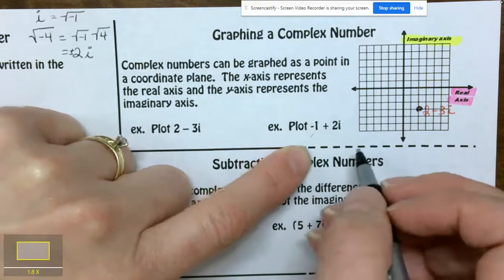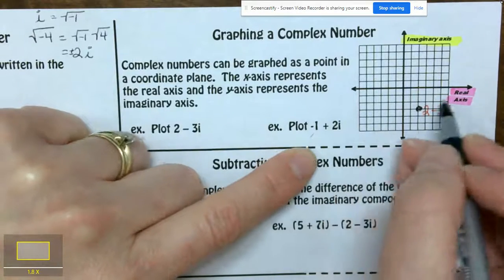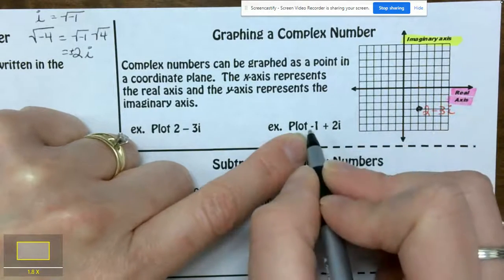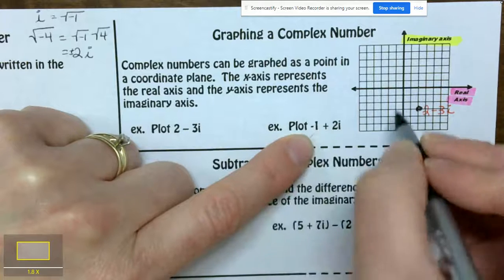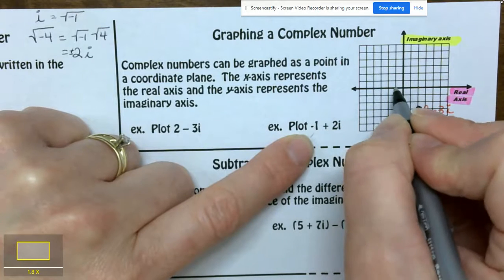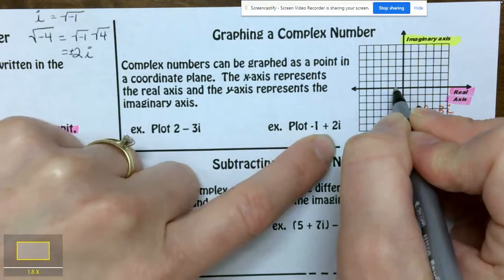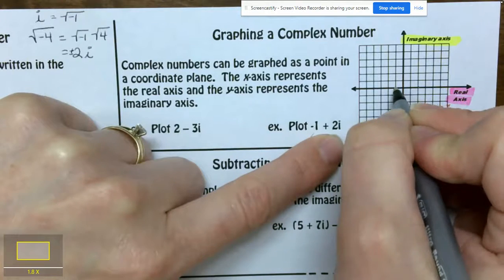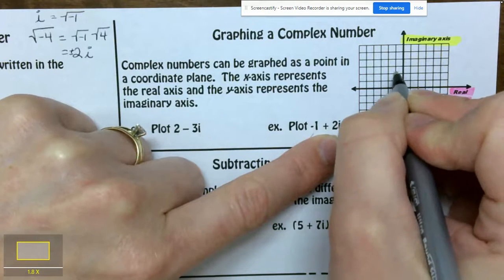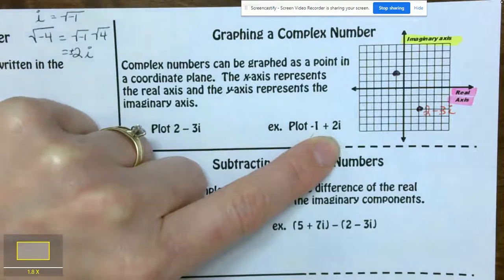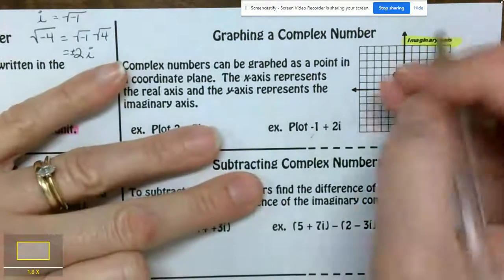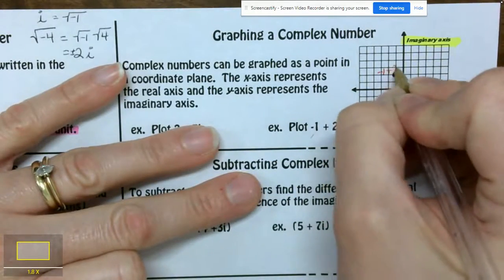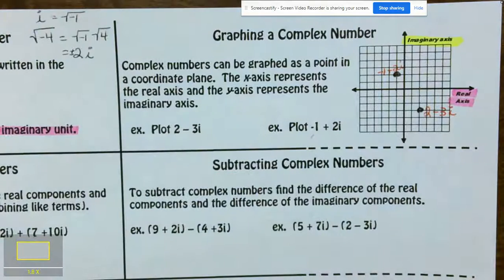Okay, hopefully you plotted this one, so let's see how you did. So we do the real axis part, that's our -1 here. So here's 0, I'm going to go to -1. And then plus 2i means I'm going to go up 2 on the imaginary, 1, 2. So I would have this point right here that is -1 plus 2i, okay?